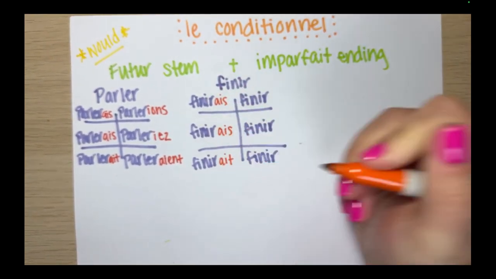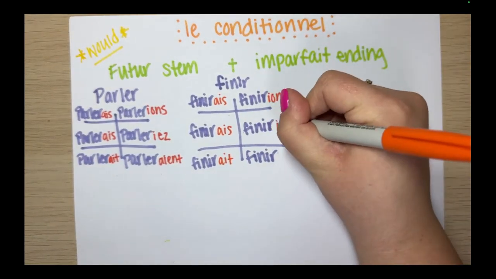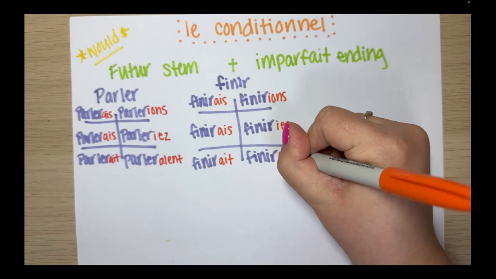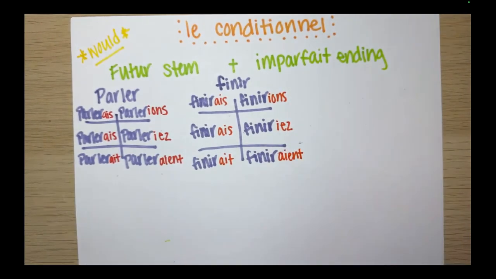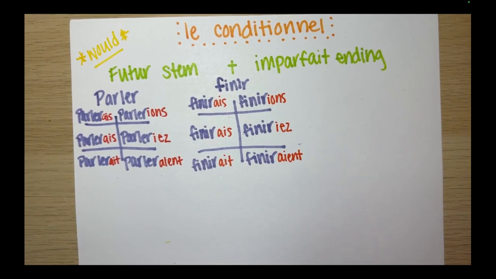AIT pour il et elle, IONS pour nous, IEZ pour vous et AIENT pour il et elle pluriel. Donc, vous finiriez, it's a little hard to say, so you gotta practice. Finiriez, you would finish. Nous finirions, we would finish. Je finirais, I would finish. OK?